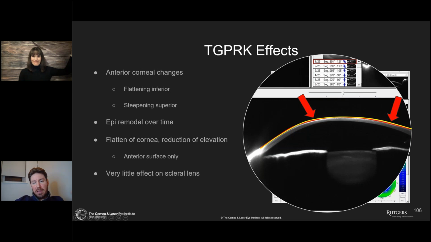So again, this is kind of the differentiation. If we overlay the anterior and the posterior of the cornea over it, you can see that we bring down the apex with the red line, and we bring up the periphery in the flatter portion of the cornea.